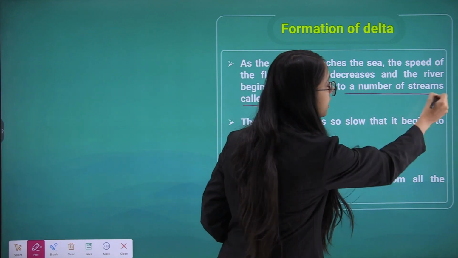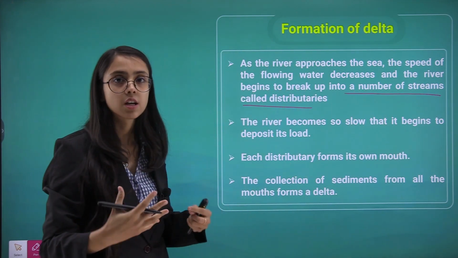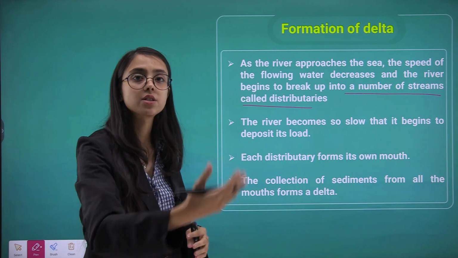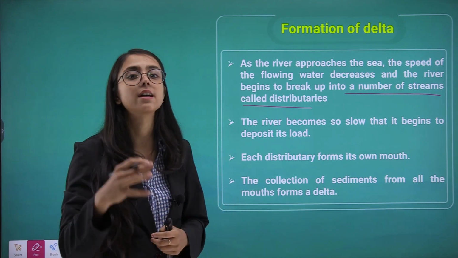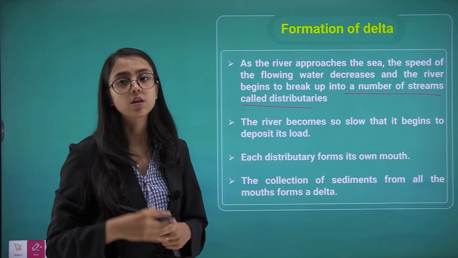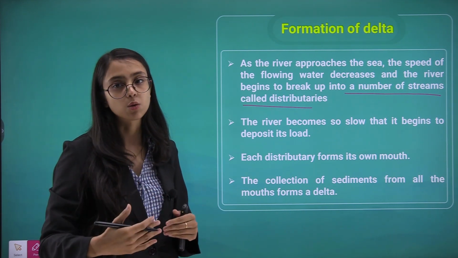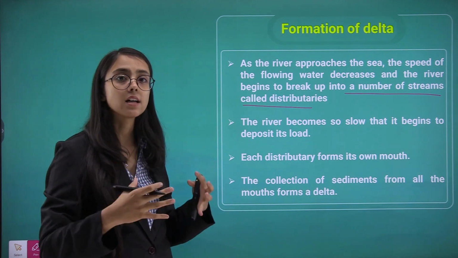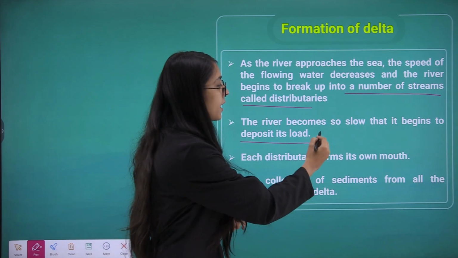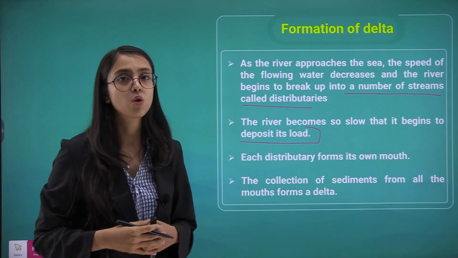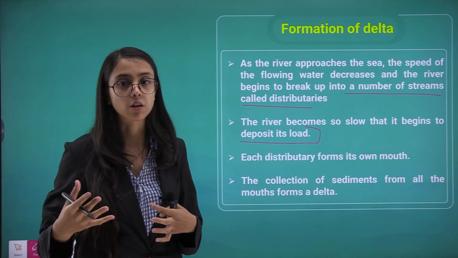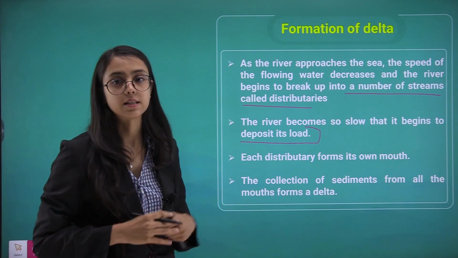So, the small number of streams which are formed when a river is approaching the sea are known as distributaries. The speed of the flowing water becomes slower and slower, and it carries a lot of deposits with it. Why does the speed become slow? Because there are a number of materials apart from flowing water known as deposits in it.